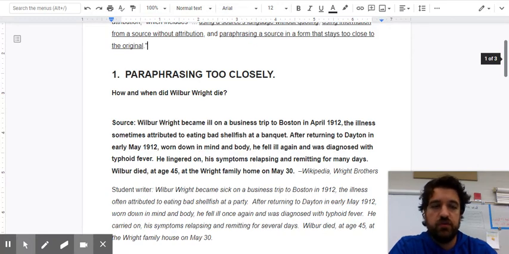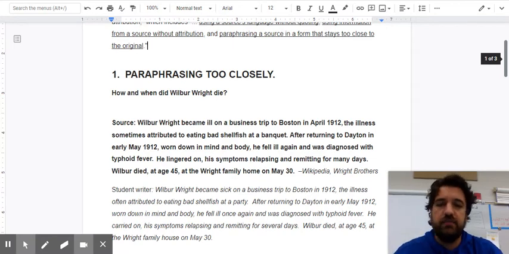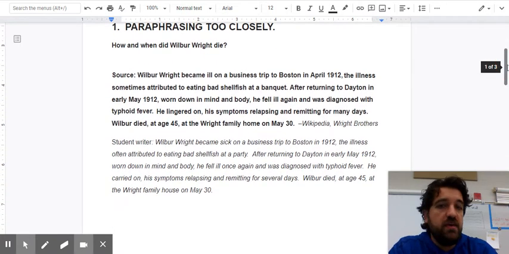So an example would be if someone were to ask you the question, how and when did Wilbur Wright die? Wilbur Wright was one of the Wright brothers. They were the first ones to fly an airplane about 115 years ago. So let's say the source said, Wilbur Wright became ill on a business trip to Boston in April 1912. The illness sometimes attributed to eating bad shellfish at a banquet. After returning to Dayton in early May 1912, worn down in mind and body, he fell ill again and was diagnosed with typhoid fever. He lingered on, his symptoms relapsing and remitting for several days. Wilbur died at age 45 at the Wright family home on May 30th. Okay, that's from the Wikipedia entry on the Wright brothers.